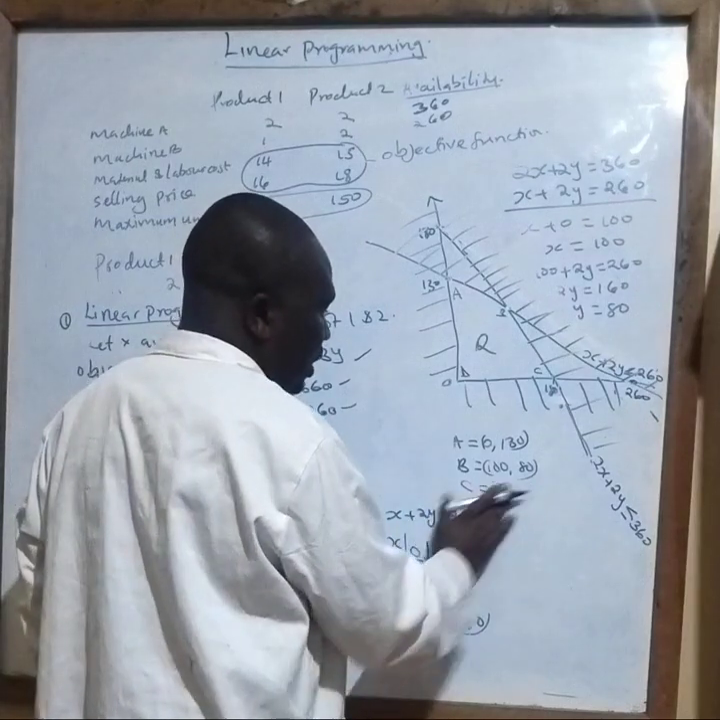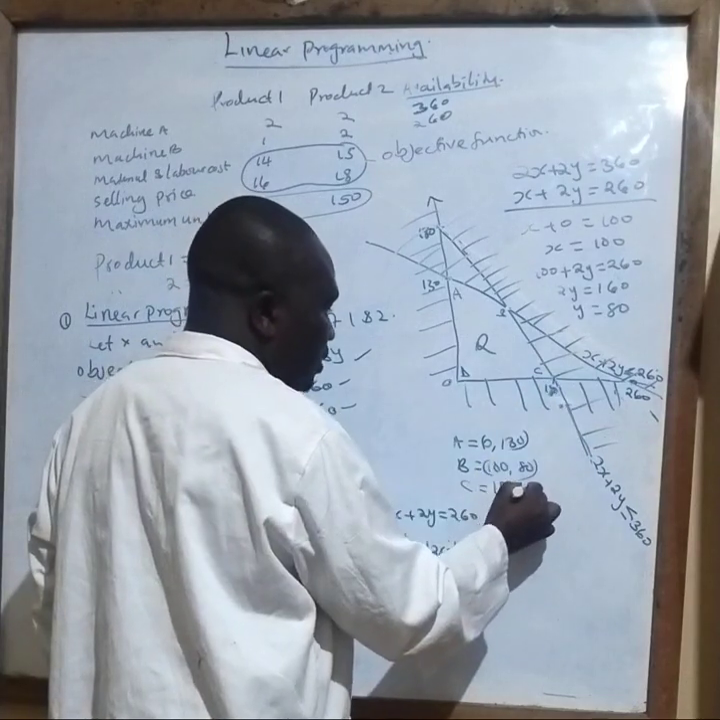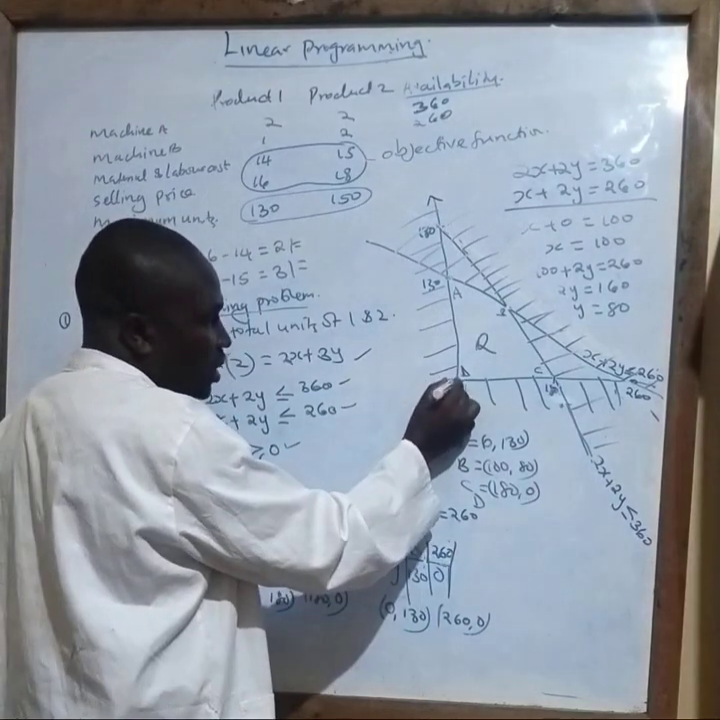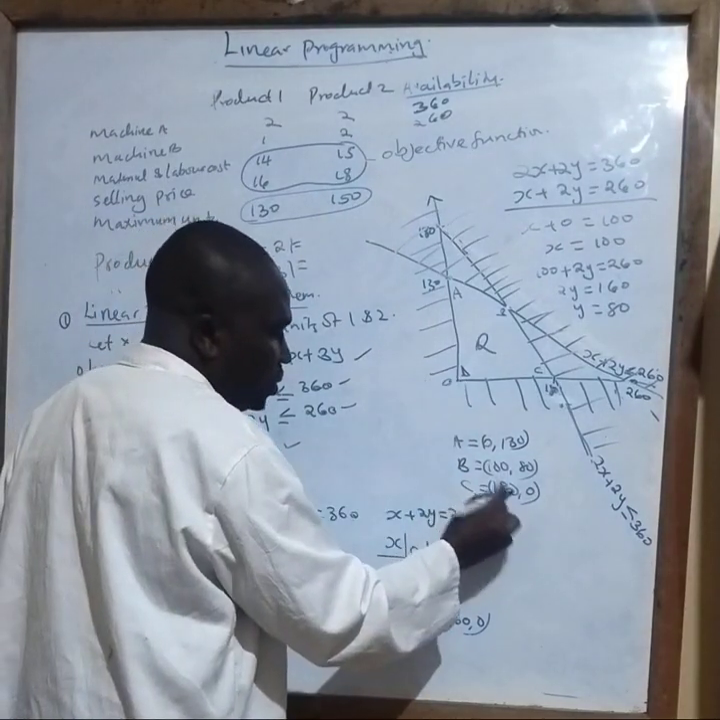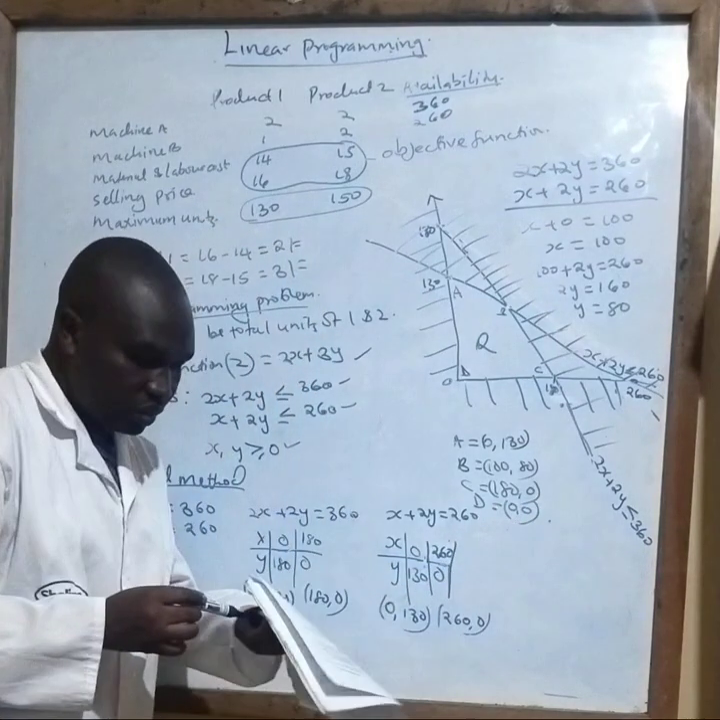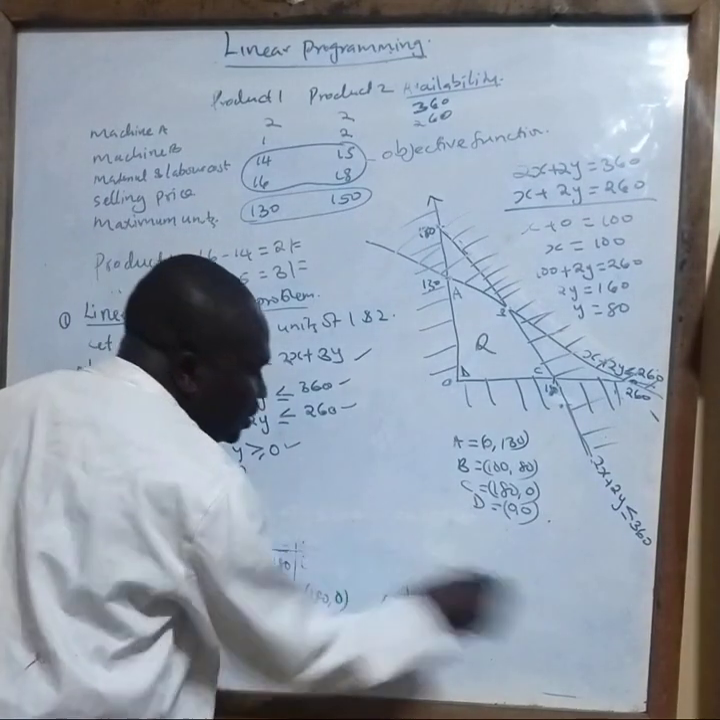No, so not 0, but 80. X is 180, Y is 0. Then D is 0, 0. Here, 0, 0. Now, once you have this information, your work is very simple now.